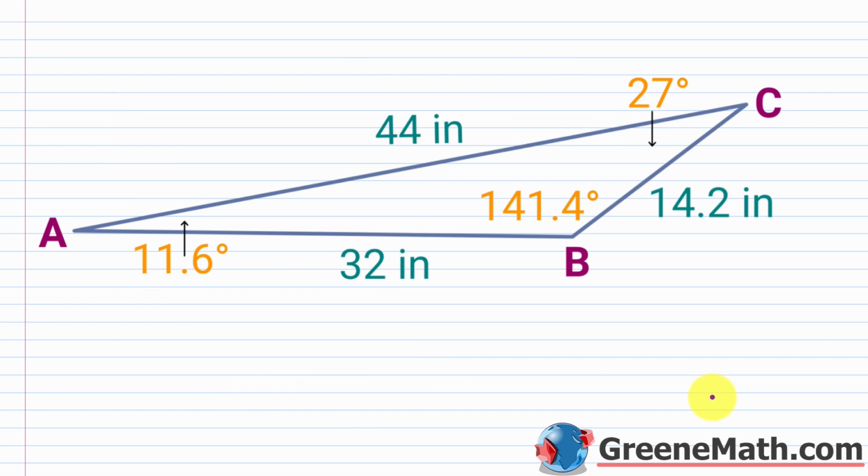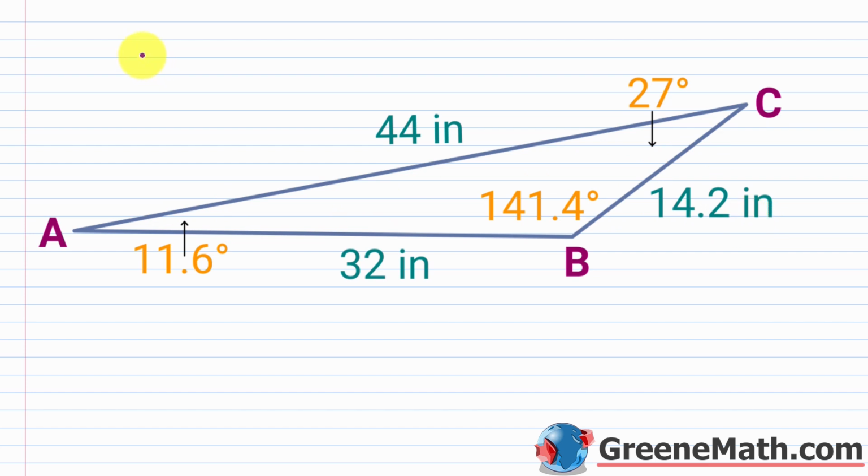Okay, second triangle. So again, when we think about the measure of angle C, it's 27 degrees. So that didn't change. When we think about our side B, this is 44 inches. That didn't change. When we think about our side C, that's 32 inches. That didn't change. What did change is the measure of angle A is 11.6 degrees here. The measure of angle B is 141.4 degrees here. And then the length of side A, again, opposite of this angle A, now that's going to be 14.2 inches.